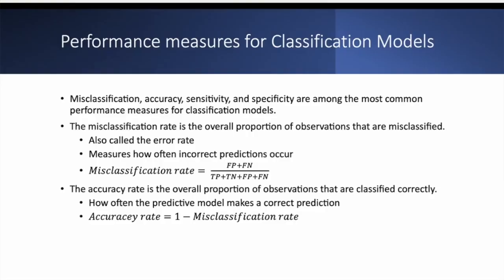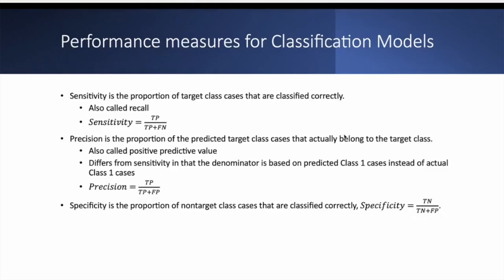What is the accuracy rate? The accuracy rate is just 1 minus the misclassification rate. It's the opposite way around, right? It's the overall proportion of the observations that are classified correctly. It measures how often the predictive model makes a correct prediction, right? And we can use this formula. Next, we're going to talk about sensitivity and precision and specificity.